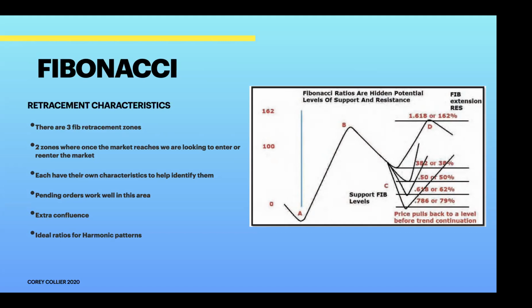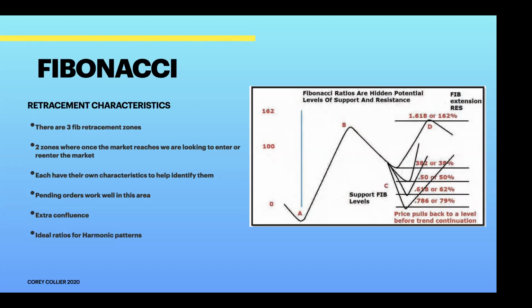2 zones where once the market reaches, we're looking to enter or re-enter the market, and then once these retracements are reached, each of the moves after them have their own characteristics. So pending orders is what I use, guys, most of the times, because I trade the Asian Tokyo session. Like, I go to sleep, set and forget, right? So I use a lot of pending orders.